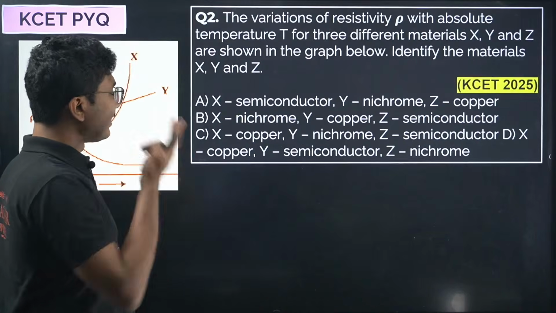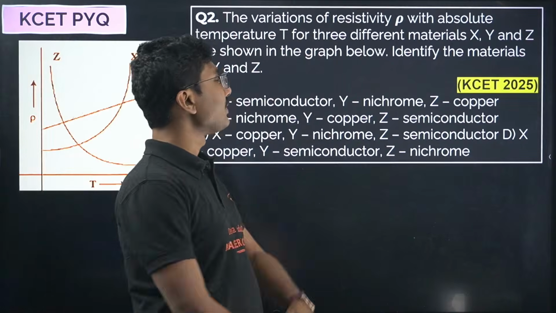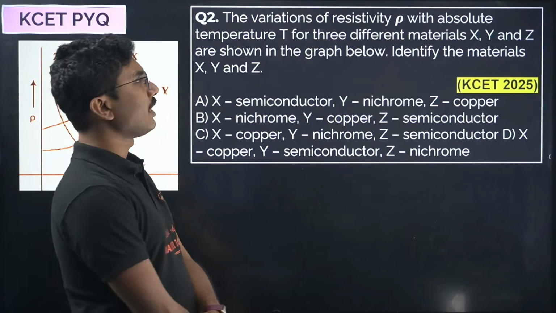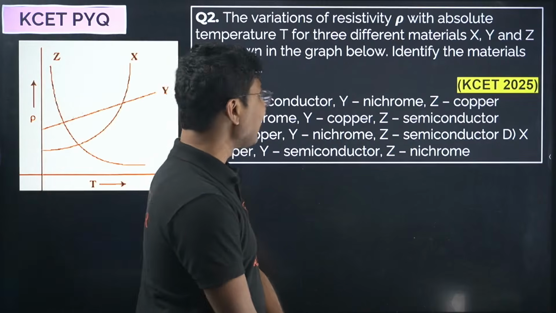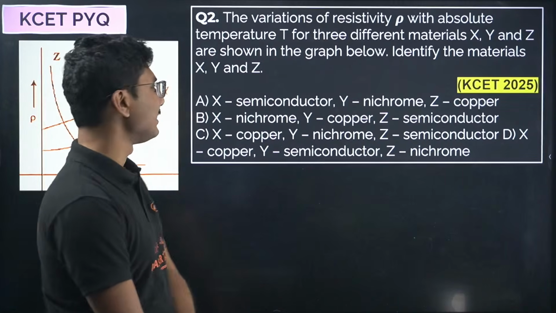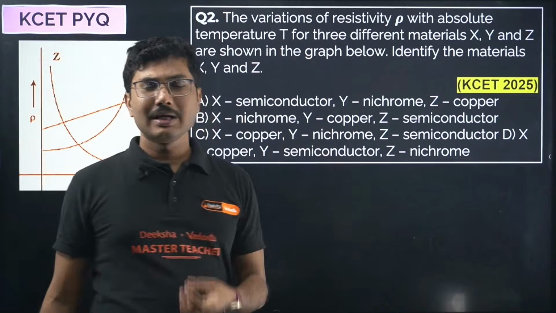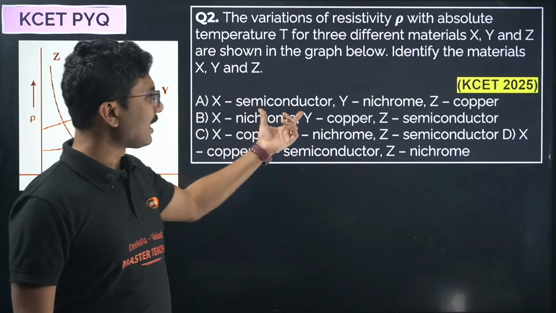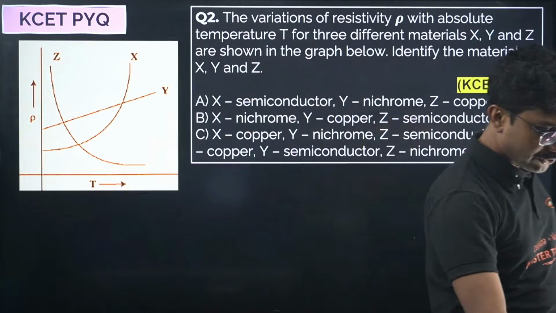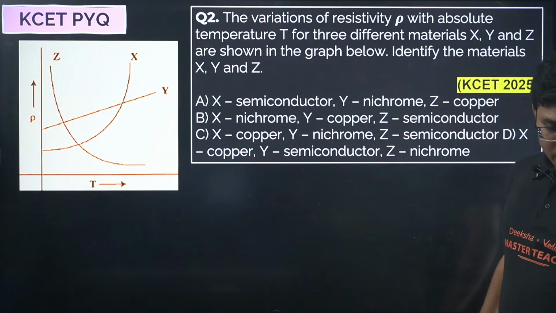Now next question. This question is directly whatever I have taught in the lecture. The variations of resistivity rho with absolute temperature capital T for 3 different materials X, Y and Z are shown in the graph below. Identify the 3 materials X, Y and Z. Okay, so one of them is a conductor, one of them is a semiconductor, another one is an alloy. Here semiconductor, nichrome and copper are given, so you have to identify correctly which one is copper, which one is nichrome, which one is semiconductor, right? Please answer it quickly.